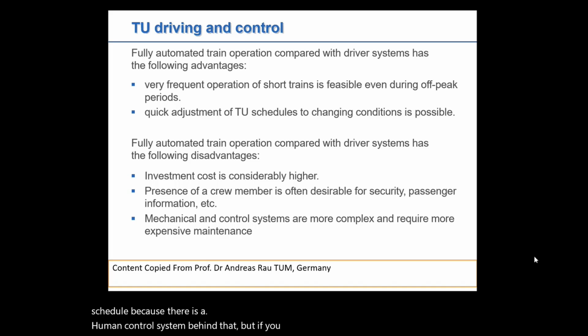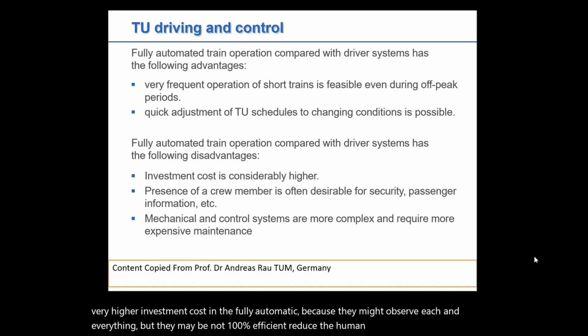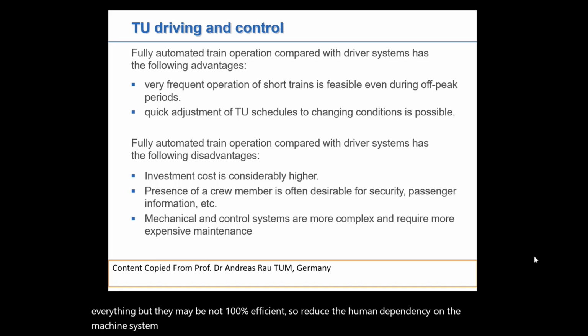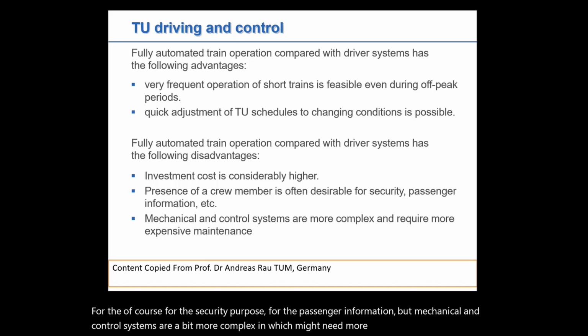But if we talk about the fully automated train, we need a much higher investment cost, because the systems might observe each and everything, but may not be 100% efficient, which reduces human dependency on the machine system. As you can imagine, the presence of a crew member is often desirable, of course for security purposes and for passenger information, but mechanical and control systems are a bit more complex, which might need more expensive maintenance as well.